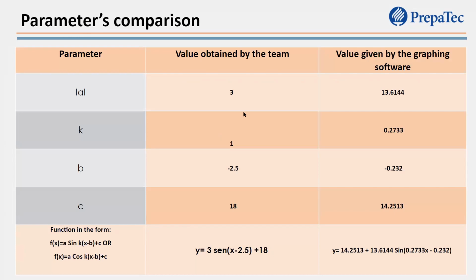Then what we do here is put both functions that we found. One of them is the one obtained by us, and the other one is obtained by the software, as you can see. Then we put each of the values where they are supposed to go. For example, the A with the A, the B with the B, and the C with the C.